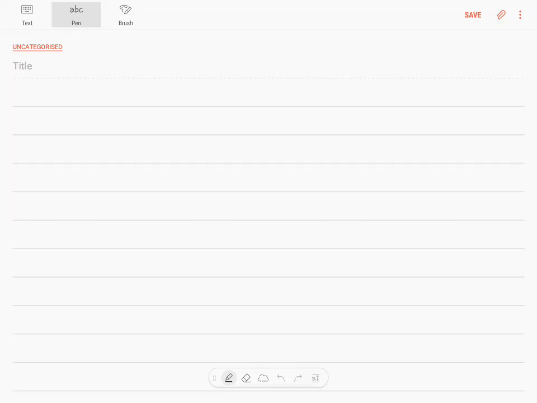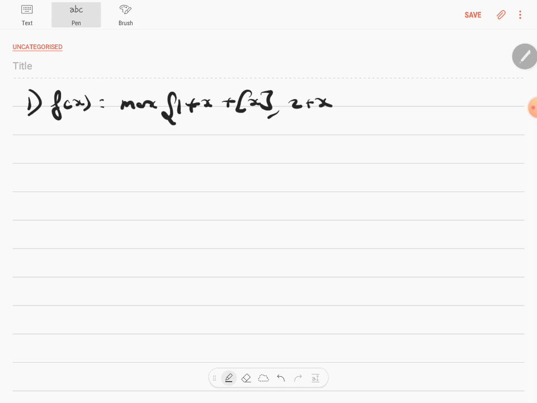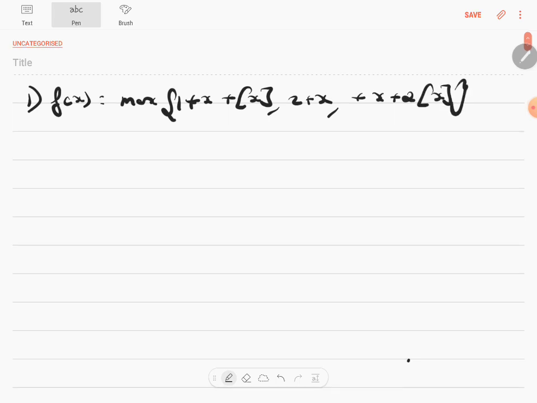So this question where f of x is very interesting. It seems to be an advanced question. f of x is the maximum of 1 plus x plus the greatest integer function of x, 2 plus x, and x plus 2 times the greatest integer function of x. They've given this function.